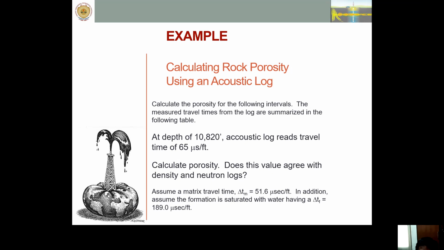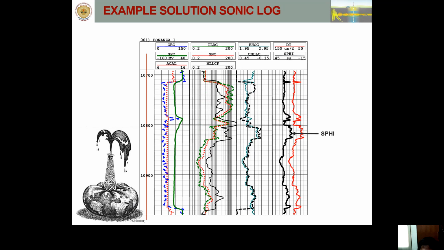Assume a matrix travel time delta Tm equal to 51.6 microseconds per foot. In addition, assume the formation is saturated with water having a delta Tf equal to 189 microseconds per foot. And you can see the example solution from the sonic log, which is given between 10,700 to 10,900. You can see the GRC, SPC and caliper.